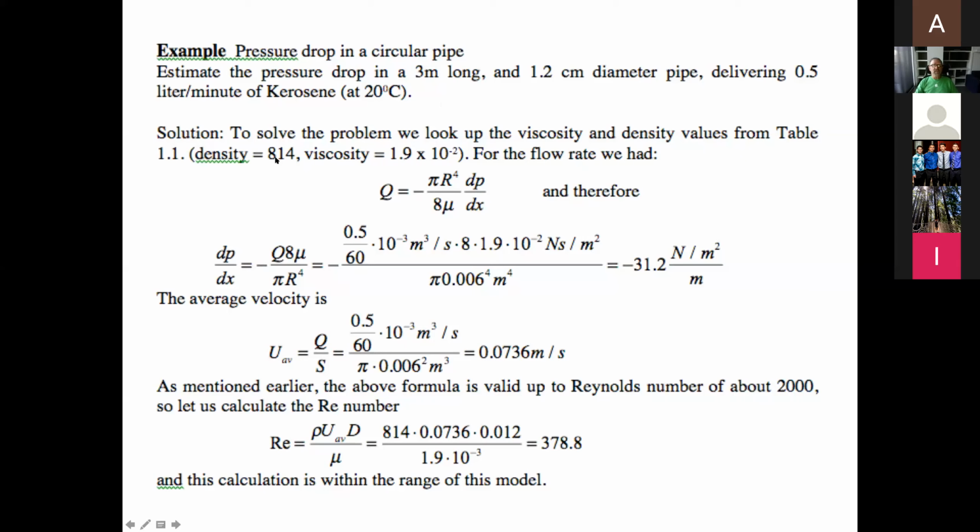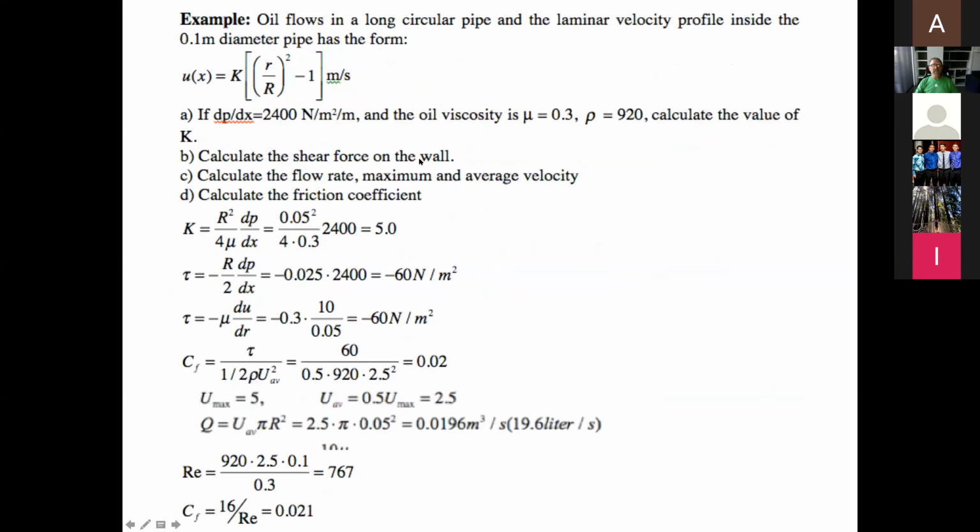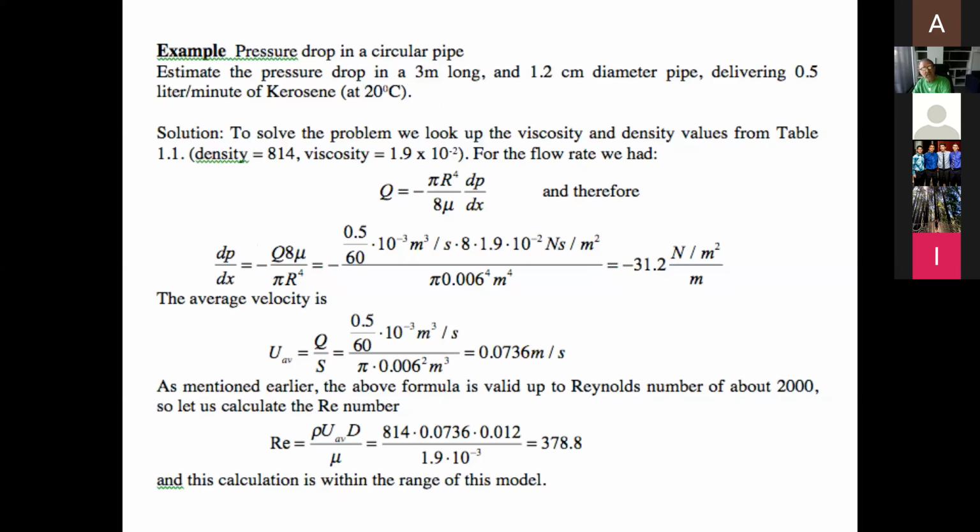Density of kerosene is 814, so it's a little bit less than water. Viscosity 1.9×10^-2, so it's not very viscous. Oops, we lost it. Okay, let me get the pen. So viscosity is a little bit here. And okay, so we would like to find out the pressure drop.